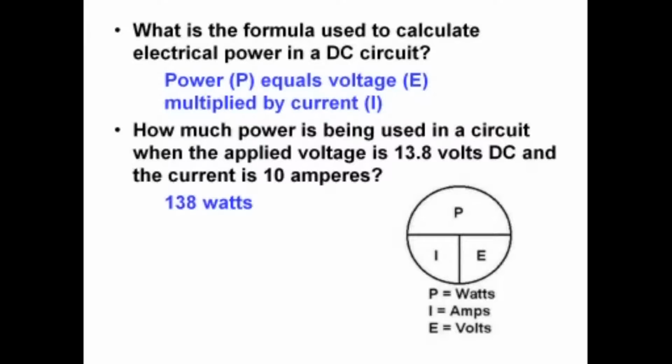Oh, goody. Now we get to do some math, huh? Okay, what's the formula used to calculate electrical power in a DC circuit? The formula is power is equal to voltage, which is represented by the symbol E, multiplied by the current, represented by the symbol I. Okay, let's take a look at our pie chart. And you see that it truly is a pie chart because it says pi in there.